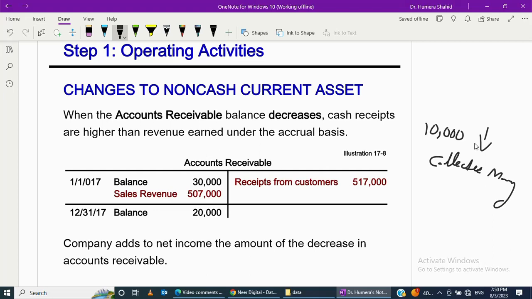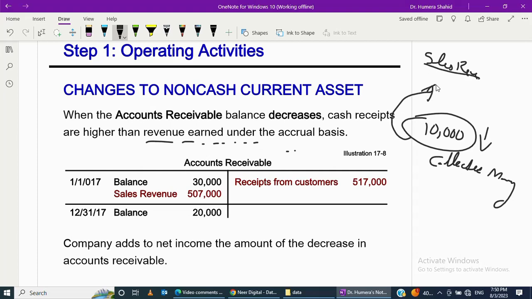Okay, so that's why they say when the accounts receivable balance decreases, cash receipts are higher than the revenue earned under the accrual basis. So it means that you not only collected the money from the sales revenue, but you also collected the money from your previous year accounts receivable, which were because of the sales revenue. So sales revenue not only for this year plus also the previous year brings the money for you. So when accounts receivable decreases, it brings the money for you.